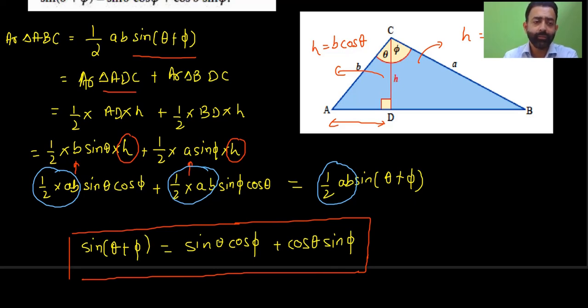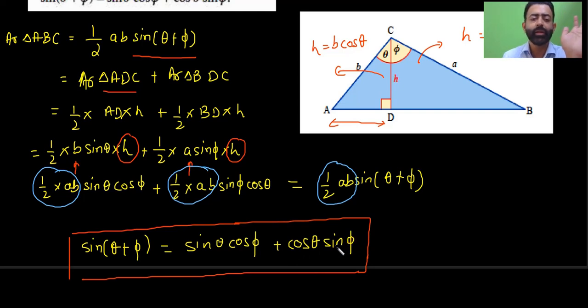Second formula we can arrive at is of sin theta minus phi. Instead of plus, if I write minus phi, what change will it give in this formula? Since phi becomes minus phi, in the first term sin theta will remain theta, but phi will be minus phi. So cos minus phi is basically cos phi. So this whole term will remain the same. Second term will be cos theta and sin minus phi. Sin minus phi means minus sin phi, right?